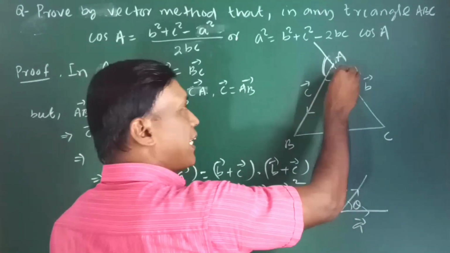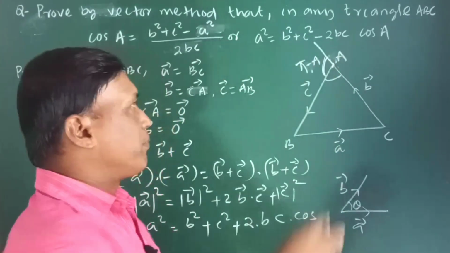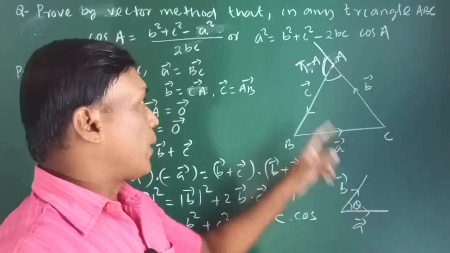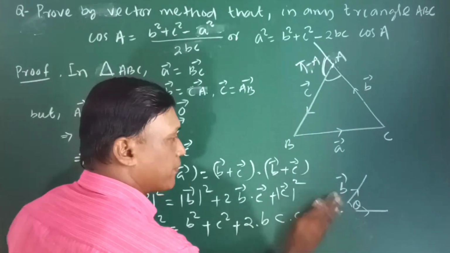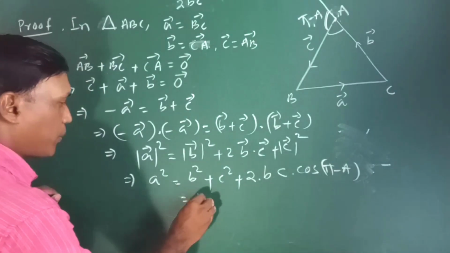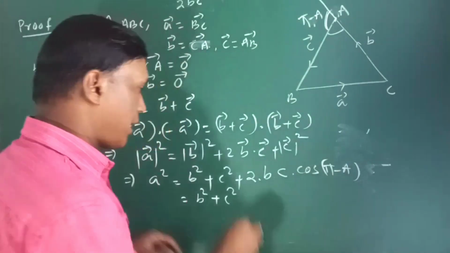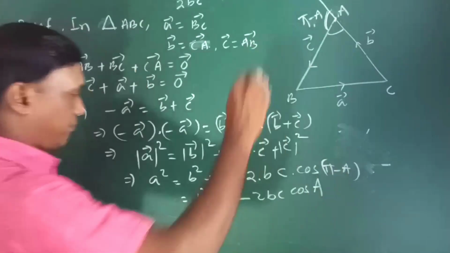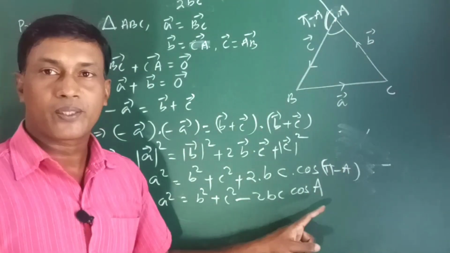Now this is angle A and this is pi minus A, because this is 180. If this is angle A, this is pi minus A. So the angle between b and c is pi minus A. So here it is cos of pi minus A, and it is equal to b square plus c square. Cos of pi minus theta is minus cos theta, so it is minus 2bc cos A. So we find a square is equal to b square plus c square minus 2bc cos A.